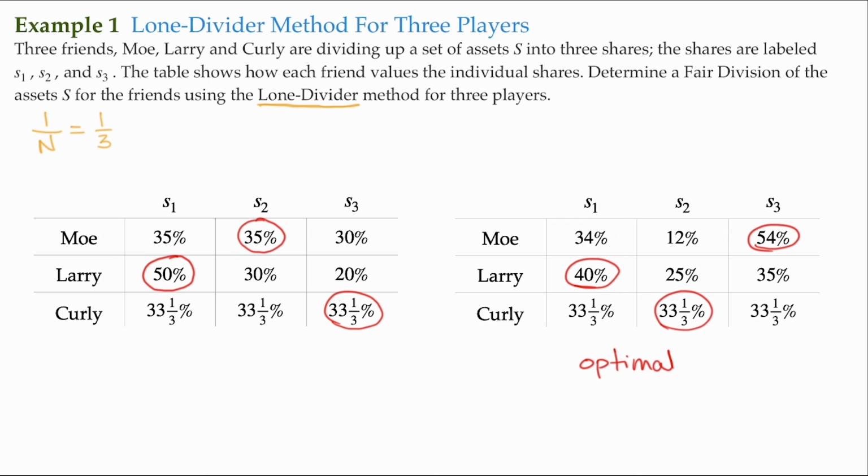Even though both of the ones that we showed, where Mo gets share 1 and Larry gets share 3, is also a fair division, this one kind of works out better for all players involved. So we're going to stick with that. So we're going to be looking for an optimal fair division. But there we go.